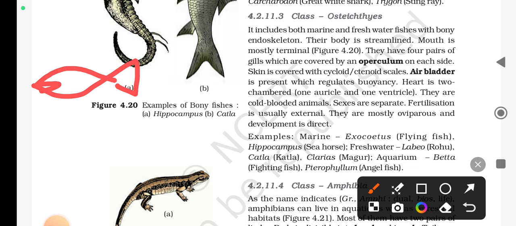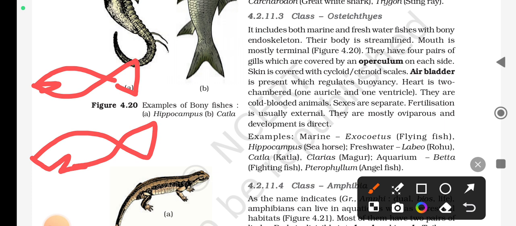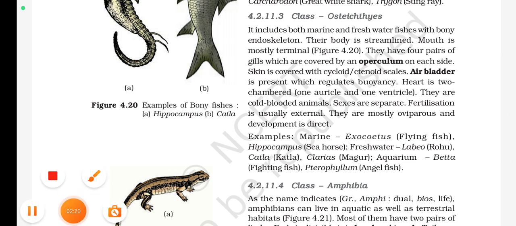But when we learned Chondrichthyes, what did I tell you? The mouth is in the ventral part. You can see here the mouth is present. Is this the ventral part or not? So the mouth is present ventrally. This one is the dorsal part, this one is the ventral part. So mouth present ventrally is Chondrichthyes, and mouth present terminally is Osteichthyes. I hope you understand.